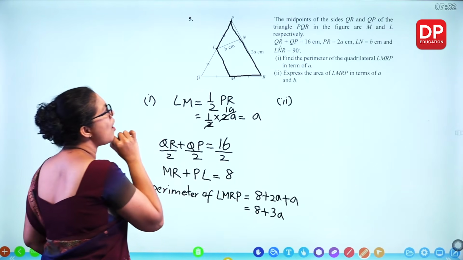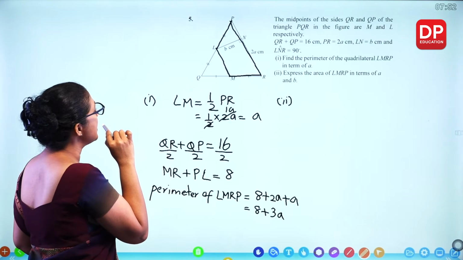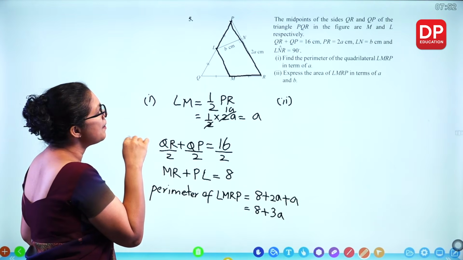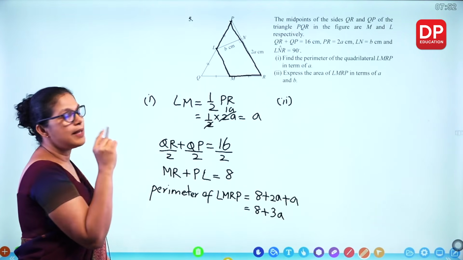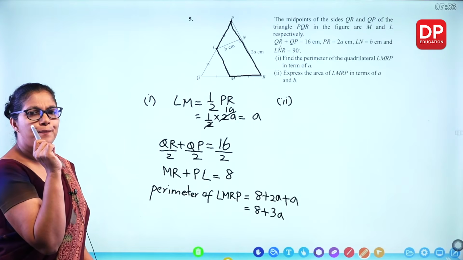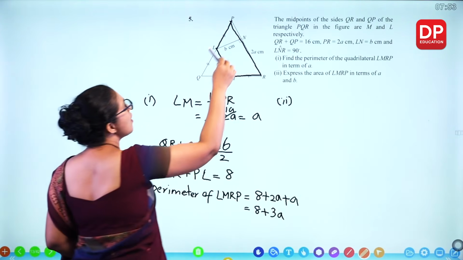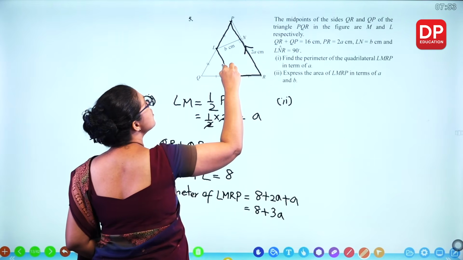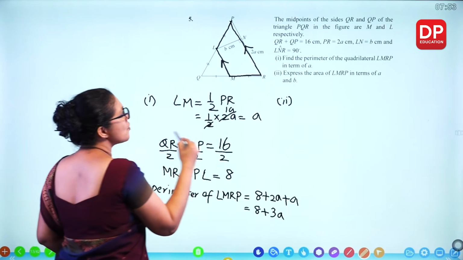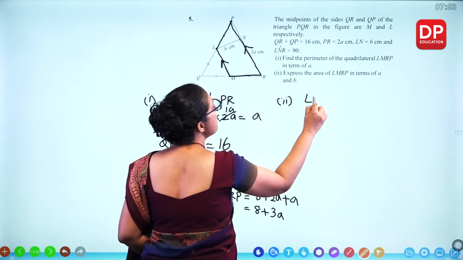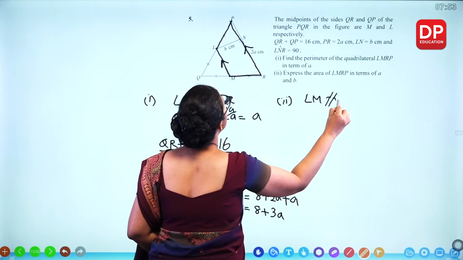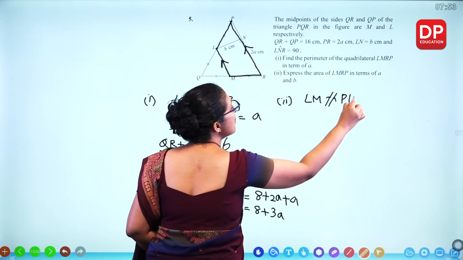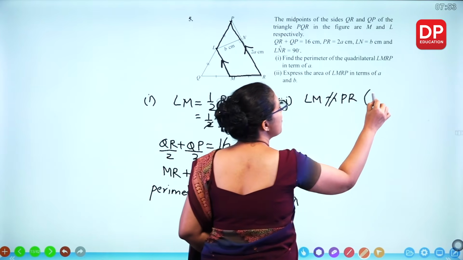Express the area of LMRP in terms of A and B. What's the shape? We know according to midpoint theorem, this line parallel to this line. So we can write LM is parallel to PR according to midpoint theorem.